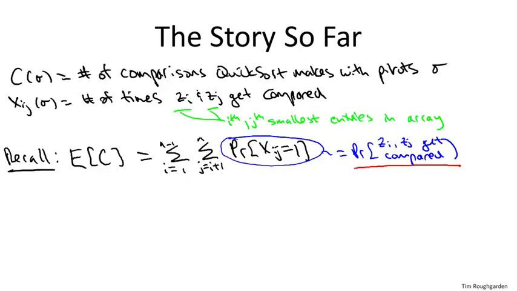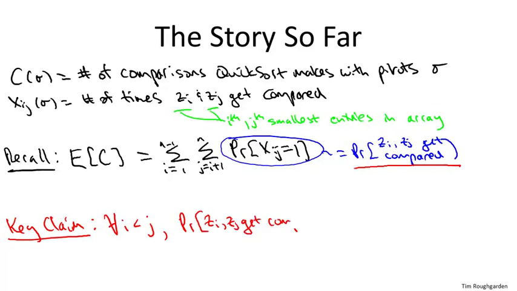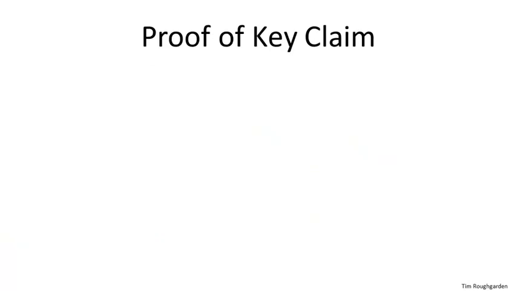So for all pairs of elements, and again, ordered pairs, so we're thinking of i being less than j, the probability that zi and zj get compared at some point in the execution of quicksort is exactly 2 divided by j minus i plus 1. So for example, in this example of the third smallest element and the seventh smallest element, it would be exactly 40% of the time, 2 over 5 is how often those two elements would get compared if you ran quicksort with a random choice of pivots. And that's going to be true for every i and j. The proof of this key claim is the purpose of this video.